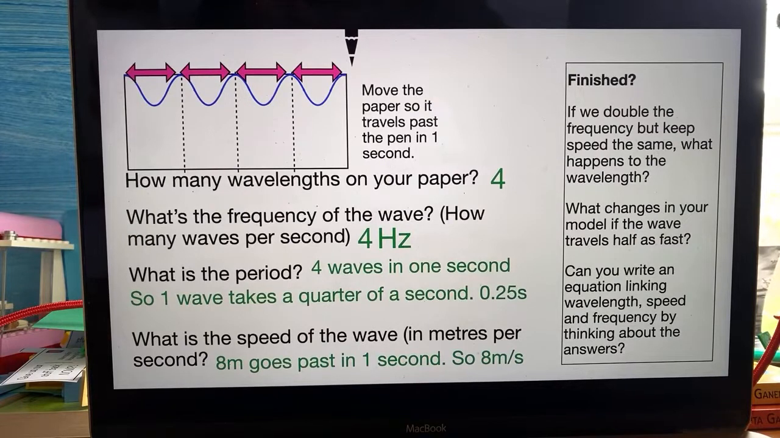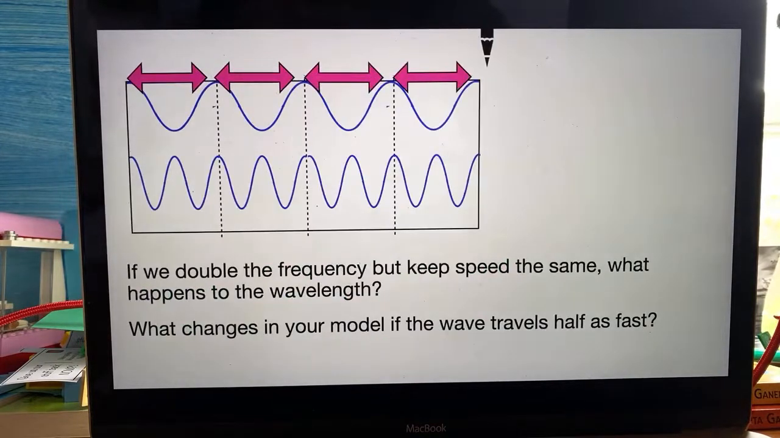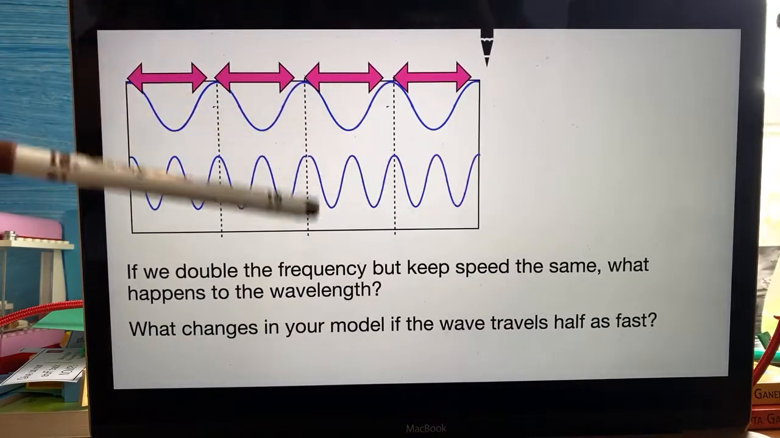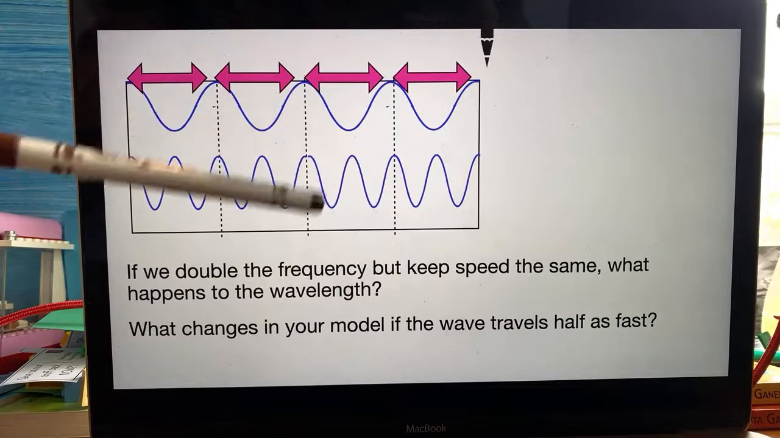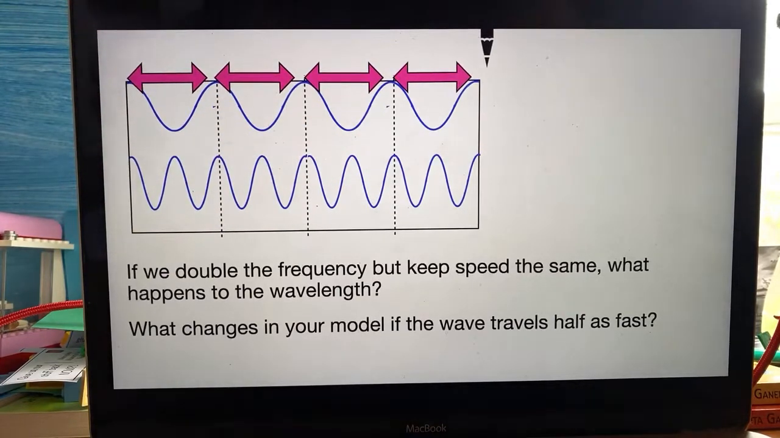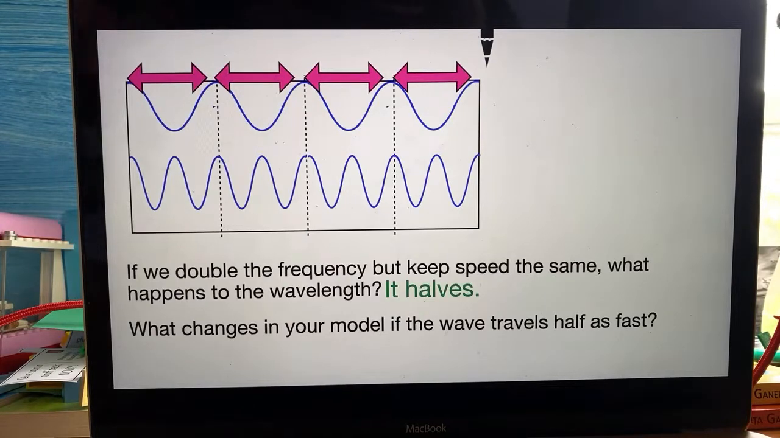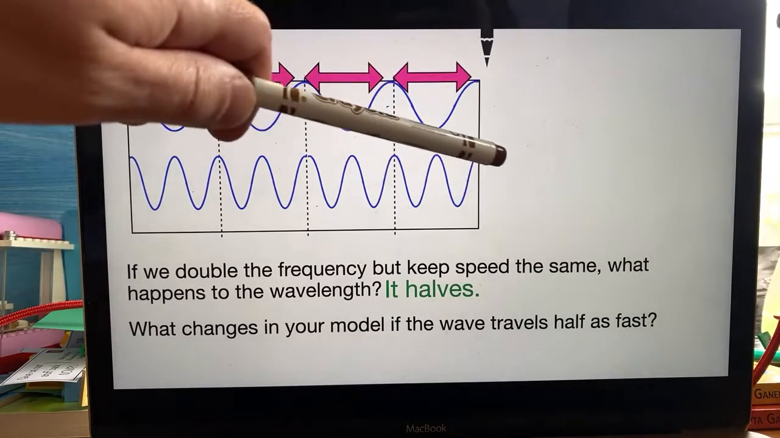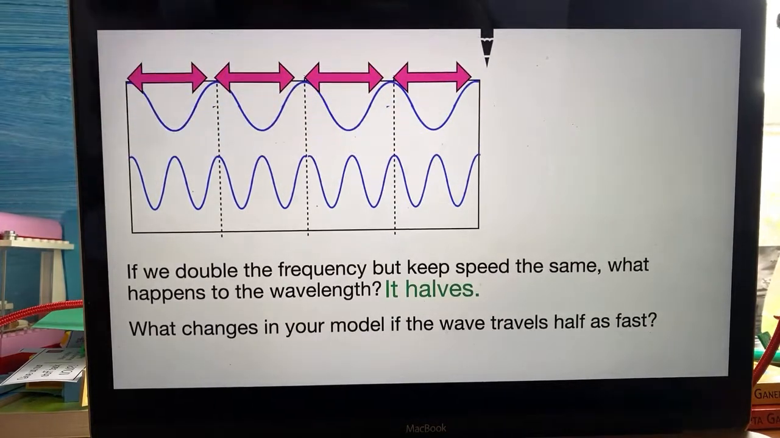Okay, let's just do these little finished questions then. If we double the frequency but we keep the speed the same, what happens to the wavelength? Well, here, look, I've drawn it on. We've doubled the frequency. Now there's twice as many waves per second. What's happened to the wavelength? Well, it's halved, isn't it? You can see that it's halved. There's 1 wave there, and there's 2 waves in the same space below it, right?